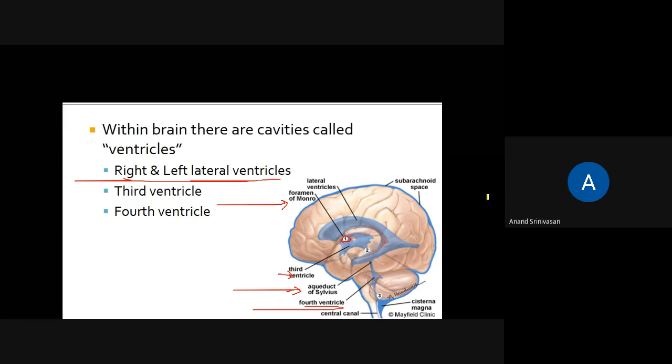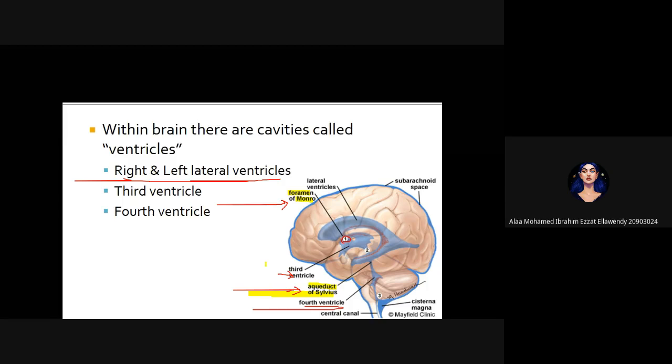So this is with regard to the ventricles. There are two lateral ventricles. The two lateral ventricles are connected by the foramen of Monro. From there it goes to the third ventricle, and from the third ventricle to the fourth ventricle through the cerebral aqueduct or aqueduct of Sylvius. And from the fourth ventricle it continues down as the central canal of the spinal cord. Any doubts until now?